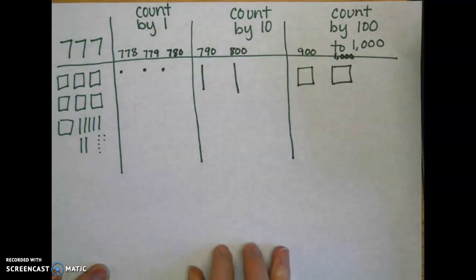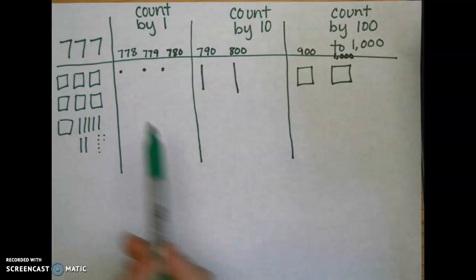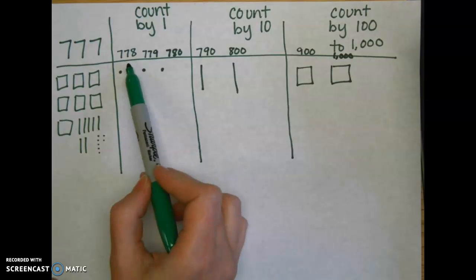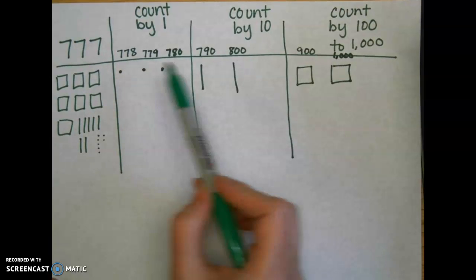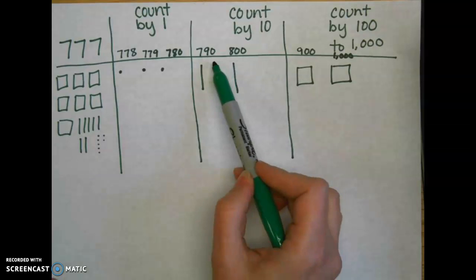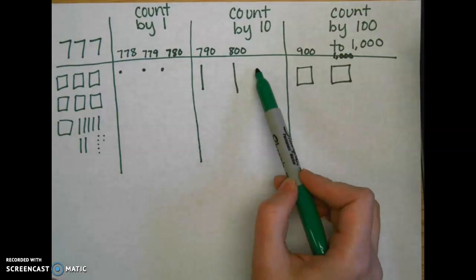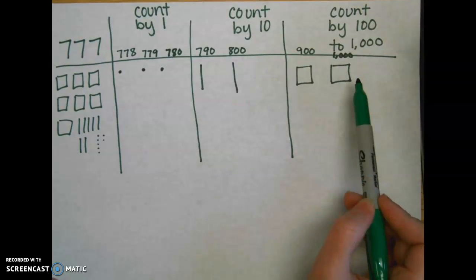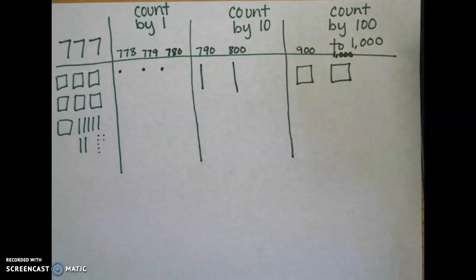So we did it. That means we went from 777 counting by ones, 778, 779, 780. We got to a friendly number. Then we counted by tens, 790, 800, which was another friendly number. And then we counted by hundreds, 900, 1,000. Let's try another example.